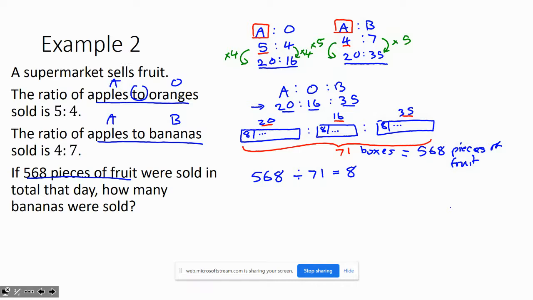So how many bananas were sold then? If we have 35 parts for our bananas, then we're going to have 35 parts or 35 boxes multiplied by 8 per box or per part. 35 times 8 then is 280 bananas. And we're done.